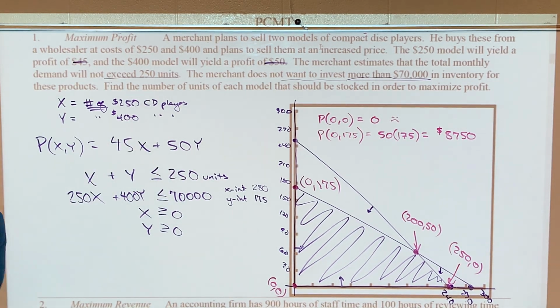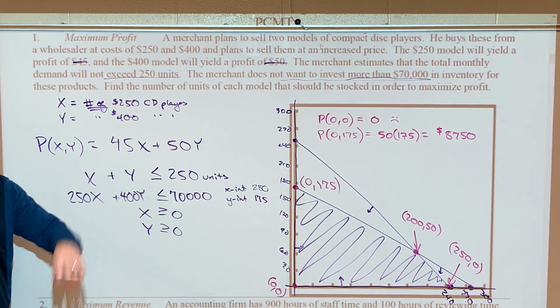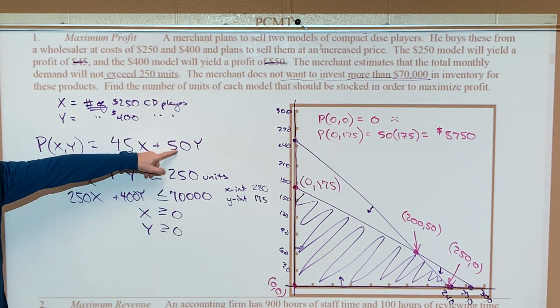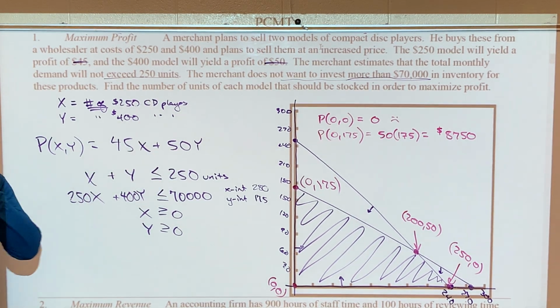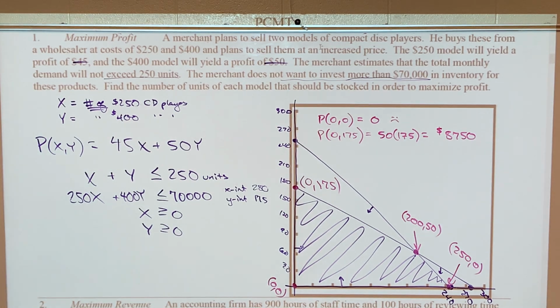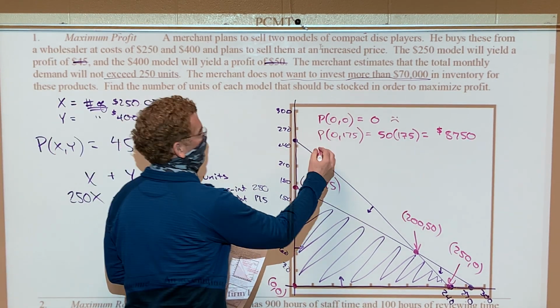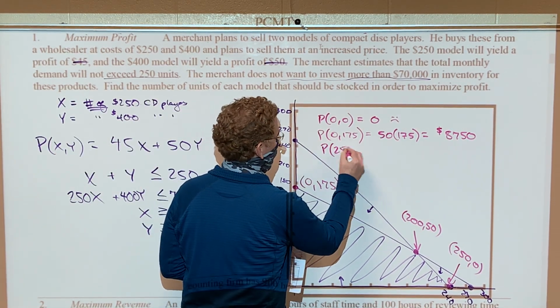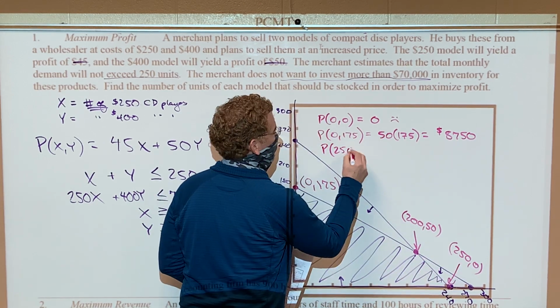In fact, according to this model, if that was the best situation, I don't even have to diversify. I can just buy one kind of CD player and say, hey, I'm better off just selling that one CD player, making 50 bucks a deal. Maybe that's the best situation. I'm gonna go check the other one. What about 250 of that one, and none of them.